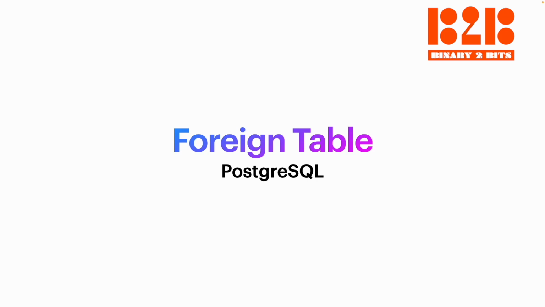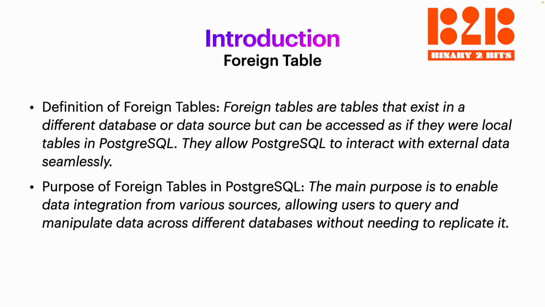Today we are going to see about foreign tables in PostgreSQL. Let's see the definition. Foreign tables are tables that exist in a different database or data source that can be accessed as if they were local tables in PostgreSQL. They allow PostgreSQL to interact with external data.